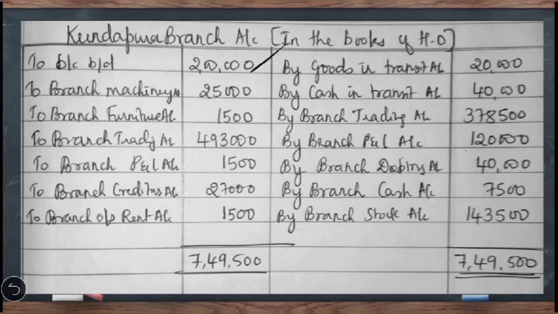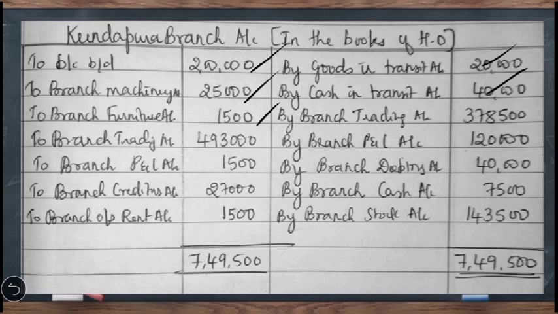Okay. After that, we have to show the adjusting entries to be posted here to the branch account. The adjusting entries were charging the depreciation on the branch furniture and machinery. The entry there was branch account debit to branch machinery account and branch furniture account. Then the second adjusting entry was for goods in transit and cash in transit. The entry will be goods in transit account debit to Kundapur branch account and cash in transit account debit to Kundapur branch account. After that, we have to pass or post the incorporation entries here.